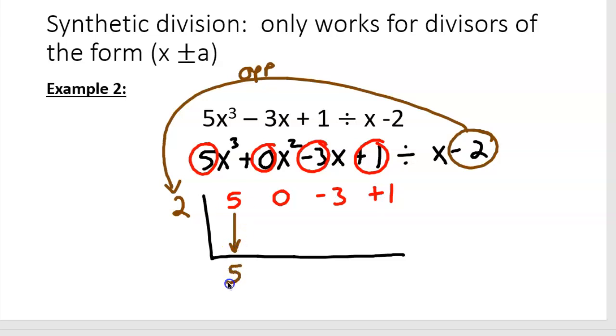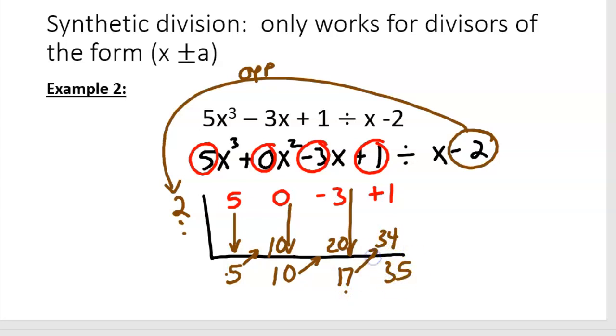Add down, we'll just bring that 5 down. Multiply the 2 times the 5, which is 10. You're going to put your answer right there. And then repeat. Add down, what's 0 plus 10? That makes 10. Then you're going to do 2 times 10, which is 20. And you're going to put your answer right there. Add down, that makes 17. 2 times 17 is 34. Add down, and you get 35. Okay, so it's add down, multiply, add down, multiply, add down, multiply.